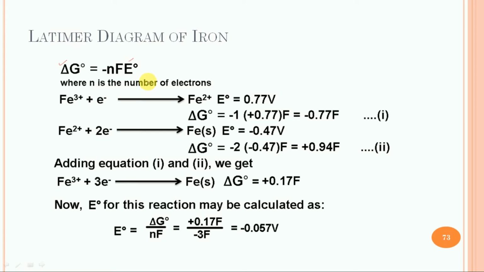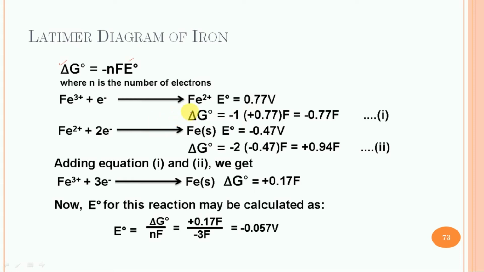Since Gibbs free energy is a thermodynamic function, the free energies may be added, and the final total Gibbs free energy may be converted into an electrode potential value. This process has been explained as follows. In the first equation, iron 3 positive changes into iron 2 positive, and we already know that the electrode potential for this reaction is 0.77 volt.